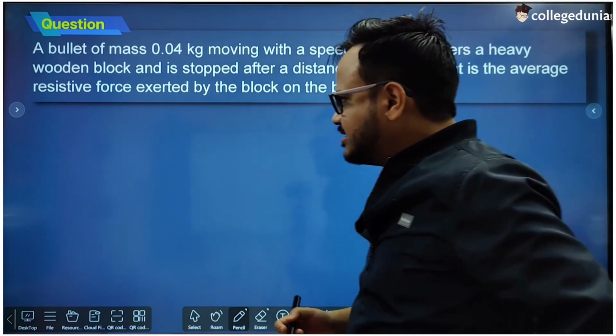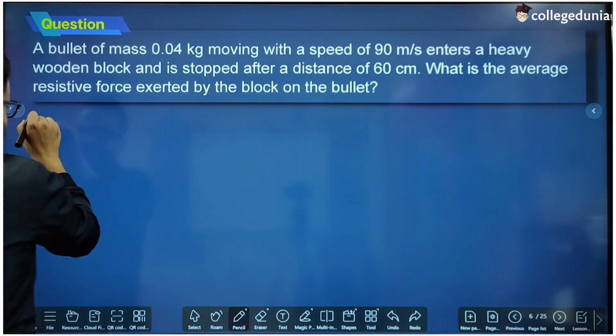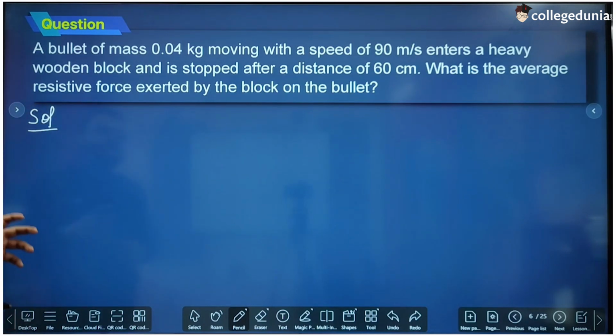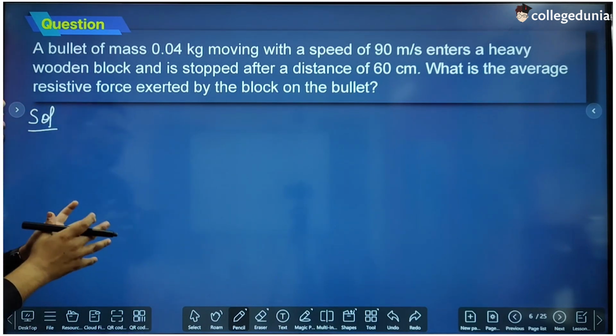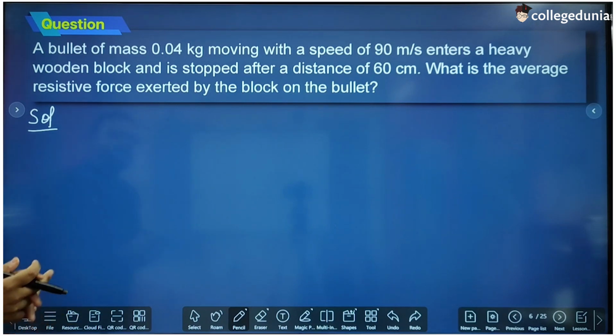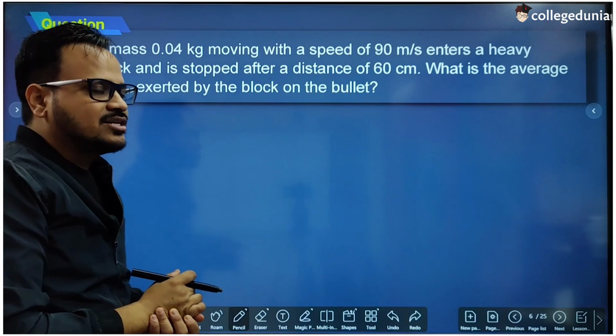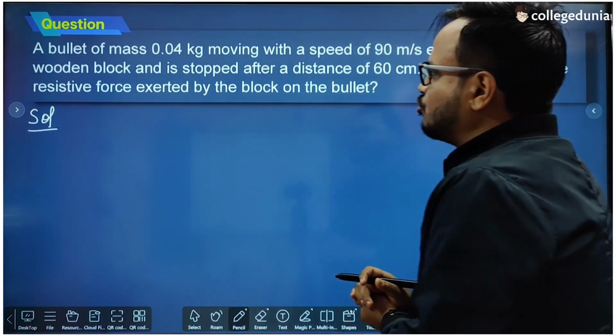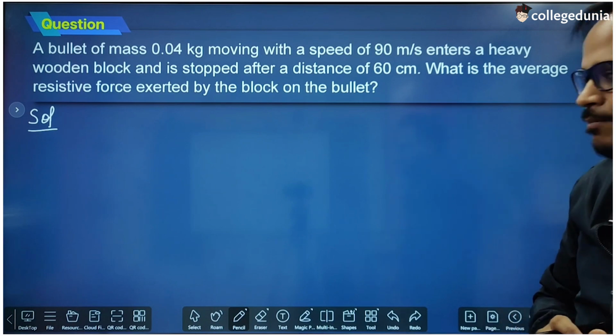Okay, now let's discuss a numerical based on second law of motion. A bullet of mass 0.04 kg moving with a speed of 90 meter per second enters a heavy wooden block and is stopped after a distance of 60 centimeter. What is the average resistive force exerted by the block on the bullet?